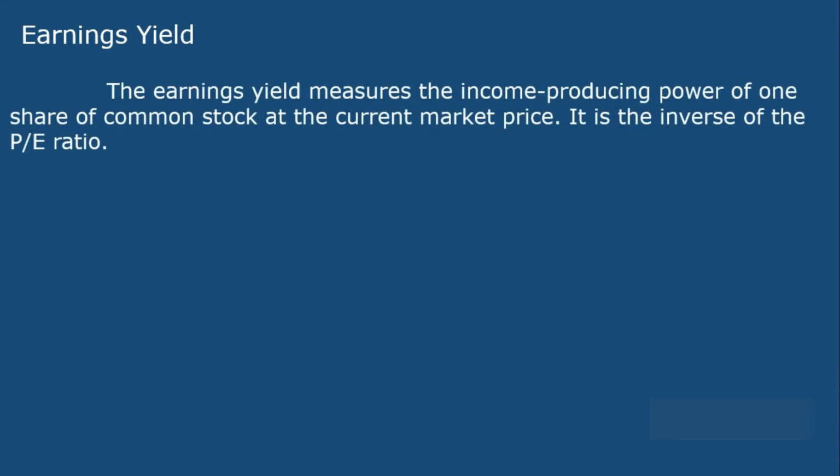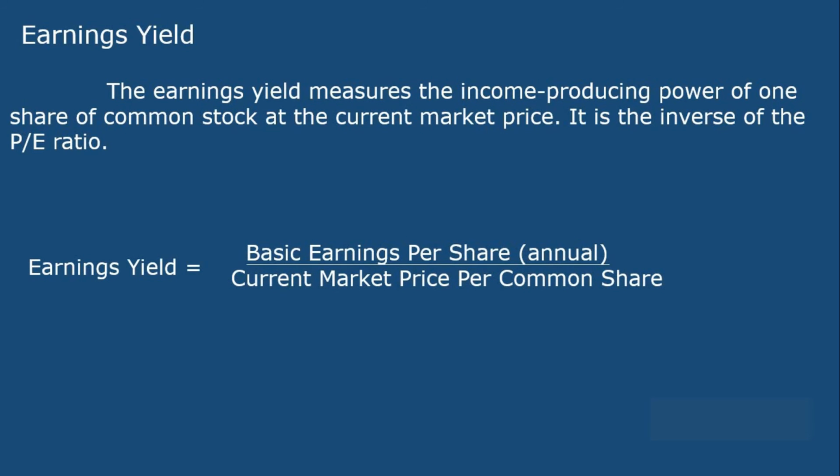Earnings yield. The earnings yield measures the income producing power of one share of common stock at the current market price. It is the inverse of the PE ratio. The calculation of earnings yield is dividing basic earnings per share by current market price per common share.